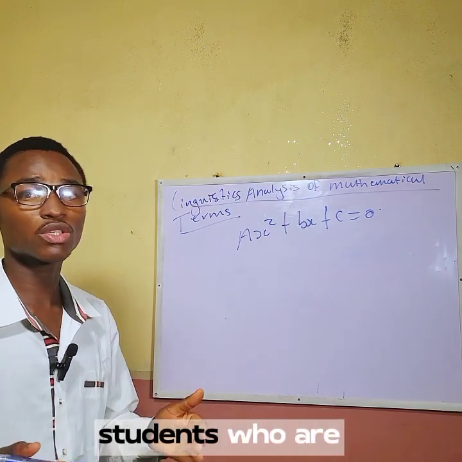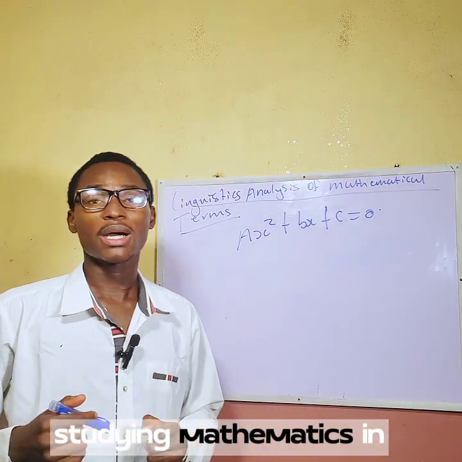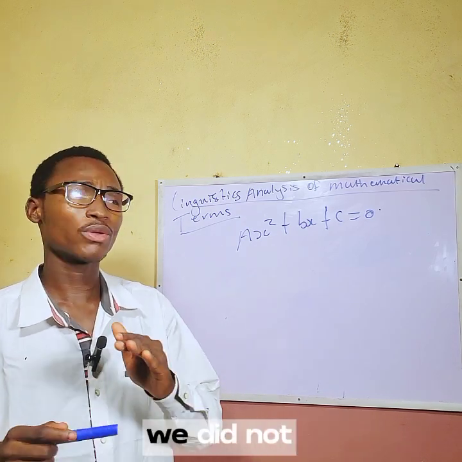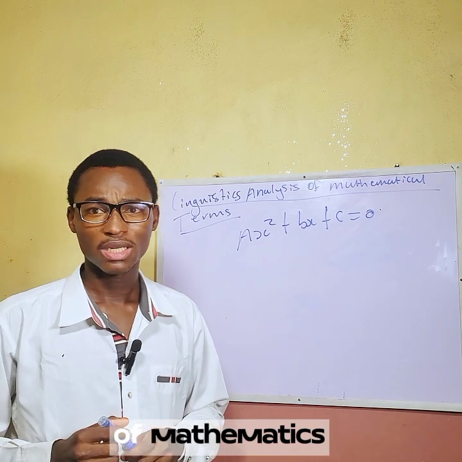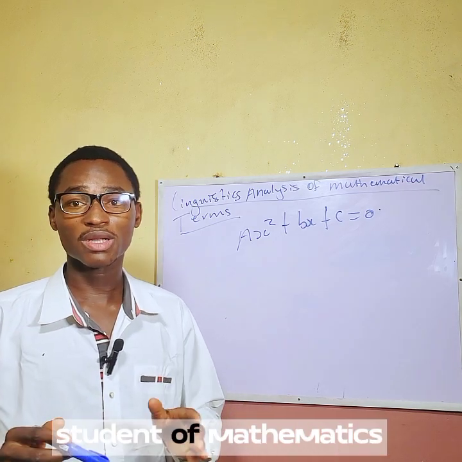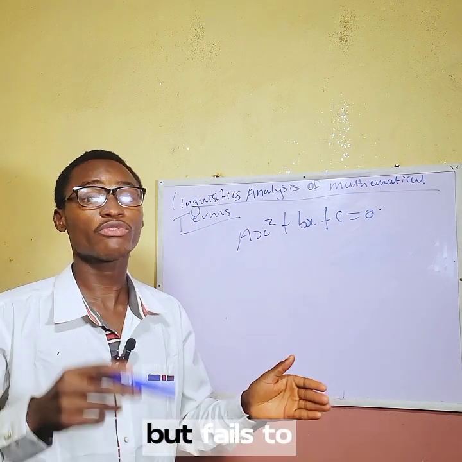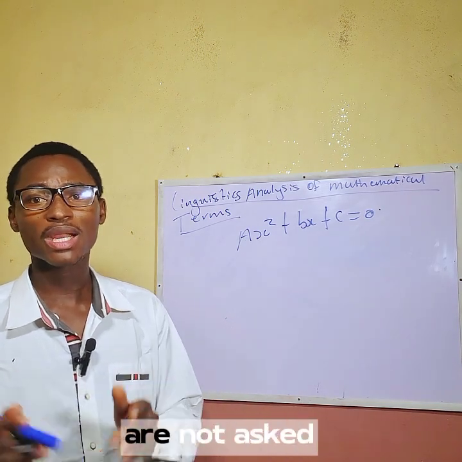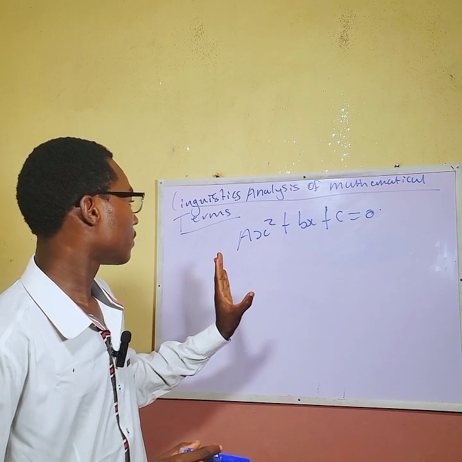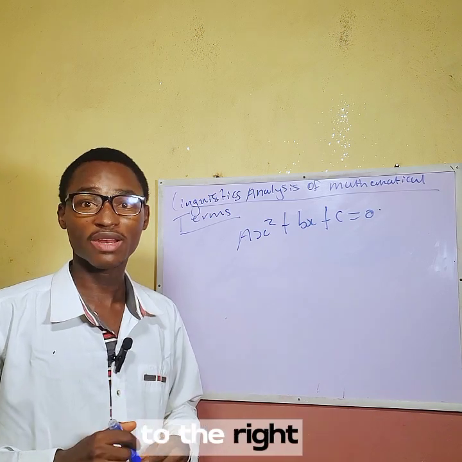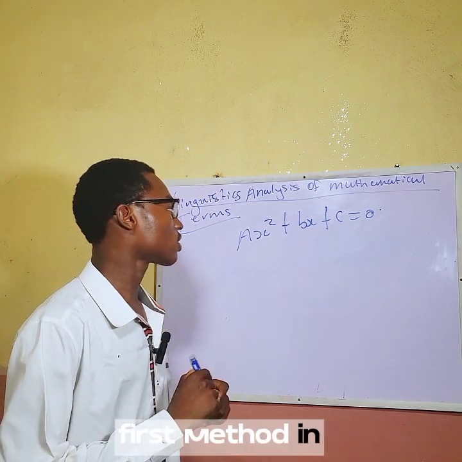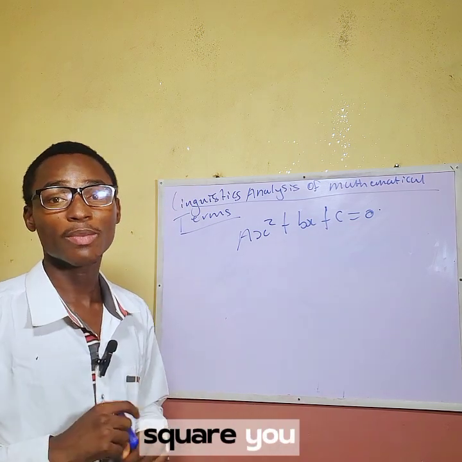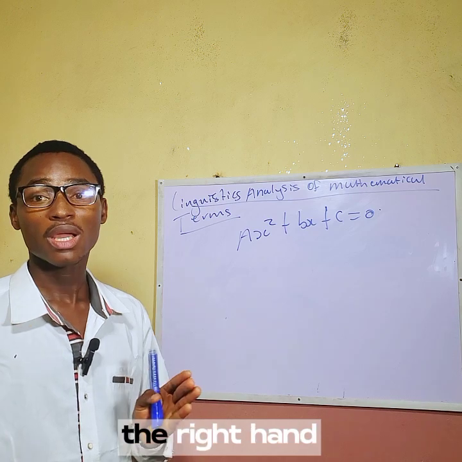Most of the students who are studying mathematics, in specific in Nigeria or in African countries, fail mathematics because we do not understand the language of mathematics. It is very easy for a student of mathematics to solve an equation but fail to understand the language that lies behind the equation. Like if we are asked to move the constant to the right hand side, that is the first method in solving this equation by completing the square.